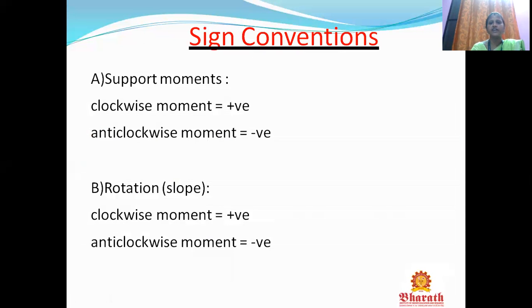Next we are going to see the sign conventions. In general sign conventions, there are two types of conditions: one is support moments, then rotation. If you come to the support moments, if you are taking a moment in the clockwise direction, we have to consider it as positive. If you are taking anti-clockwise, we have to consider it negative. For rotations, rotation is nothing but slope. For a slope, if you are taking clockwise, same like moments, we have to consider positive, and anti-clockwise we have to consider negative. So this is about the sign conventions we have to consider for our problems.